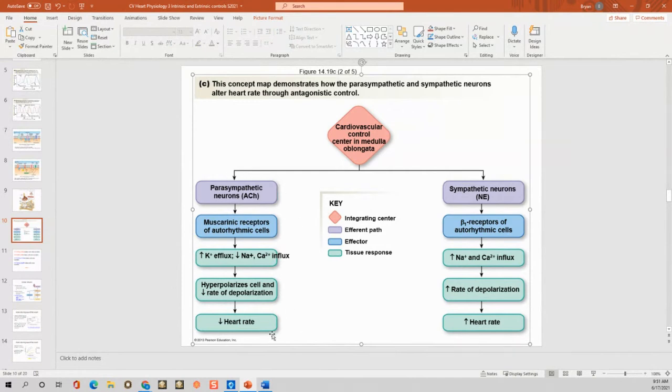We did this quite a bit yesterday, so I hope you guys feel comfortable with that. Same thing over here. If we increase the sodium and calcium influx, we increase the rate of depolarization, therefore increasing the heart rate. You guys feel pretty comfortable with that?